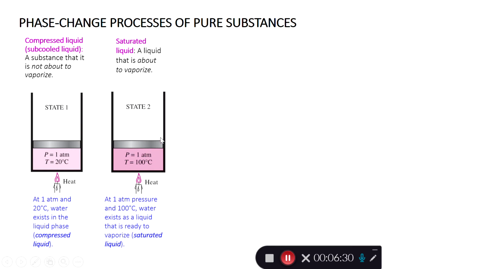Right? Now, this state is called saturated liquid. Why saturated? Saturated means it's full, right? So that means this state is full of liquid. It cannot have any more liquid. Saturated liquid is a liquid that is about to vaporize. If you put any more heat, there won't be more liquid, but there will be vapor instead. It will start to vaporize if you continue this process.